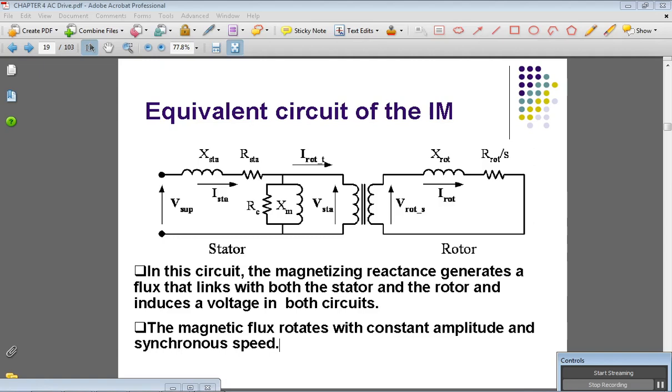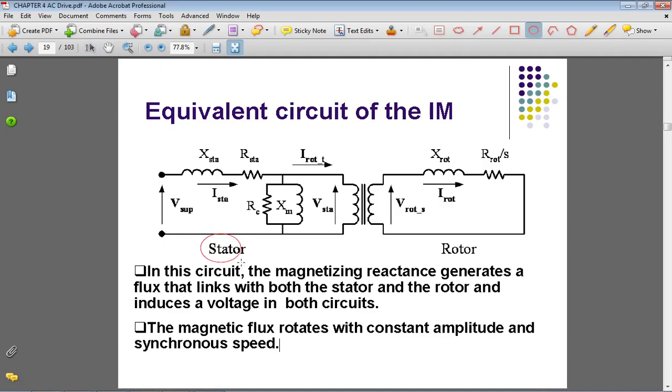So in this slide, you can see that the per-phase equivalent circuit of an induction motor is almost similar to the equivalent circuit of a transformer. The stator side is the primary side of the transformer. So this is the stator side. The rotor side represents the secondary side of the transformer. So this is the rotor side.